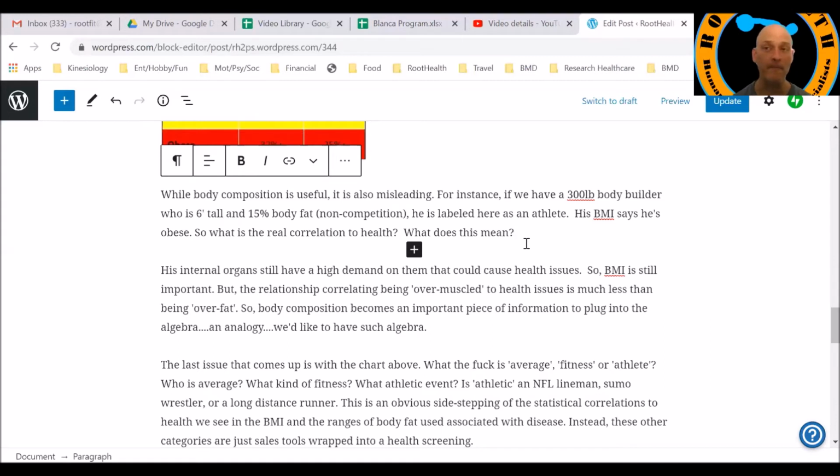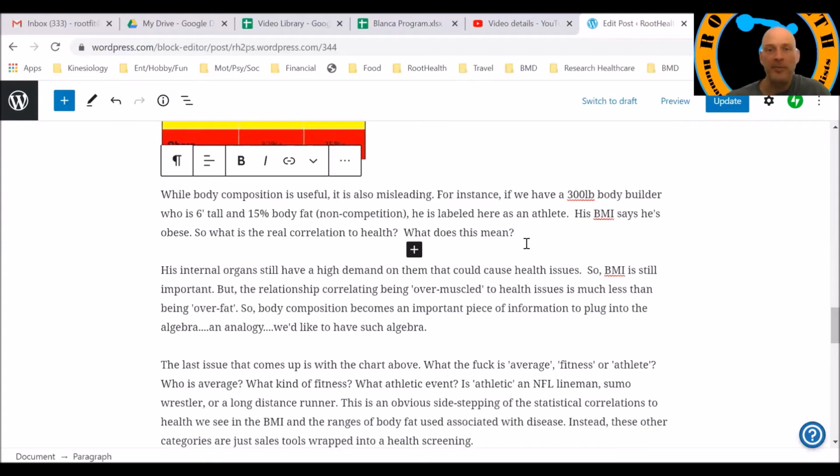over fat. So if you're over muscled, your internal organs still have to provide nutrients, and they have to do their job at a much higher capacity. They have to do a lot more work for someone who weighs a lot more, even if that's muscle. But the relationship to health problems caused by having more muscle than you need is a lot less than somebody who has a lot more fat than you need.